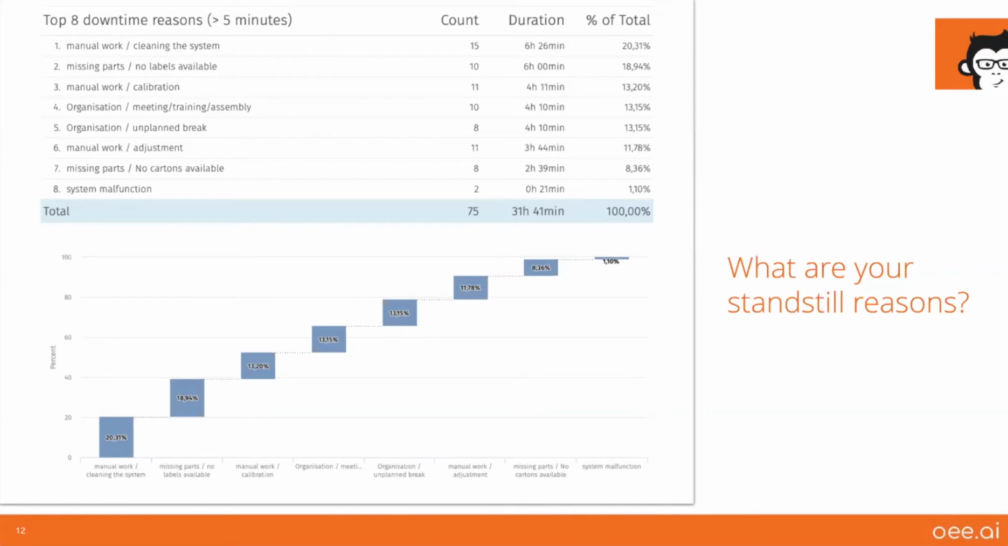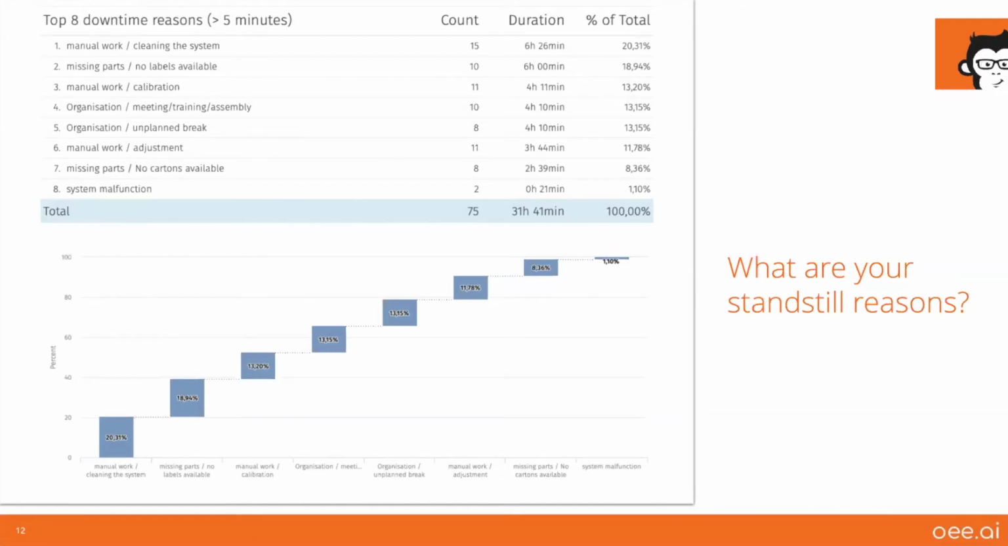That data is easily taken from the iPads, where you have your loss catalog on the back, and the worker punches in the reason as soon as there is a standstill. And you can see here that cleaning of the system is the biggest reason. Then we have missing parts, manual work, and calibration and all that stuff. Most of the companies already have a catalog for the availability losses, and that's usually the company's own catalog that we have there.